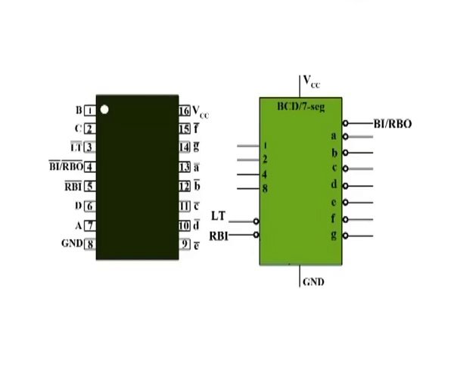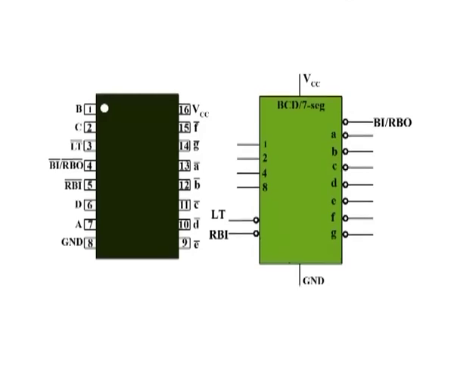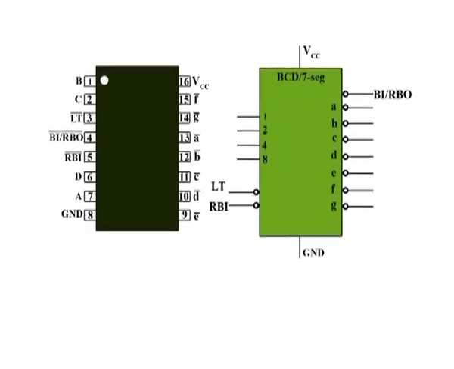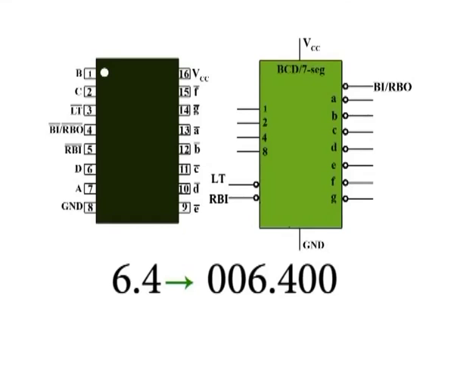Zero suppression is a feature used for multi-digit displays to blank out unnecessary zeros. For example, in a 6-digit display, the number 6.4 may be displayed as 006.400 if the zeros are not blanked out. Blanking the zeros at the front of the number is called leading zero suppression, and blanking the zeros at the back of the number is called trailing zero suppression. Keep in mind that only non-essential zeros are blanked.